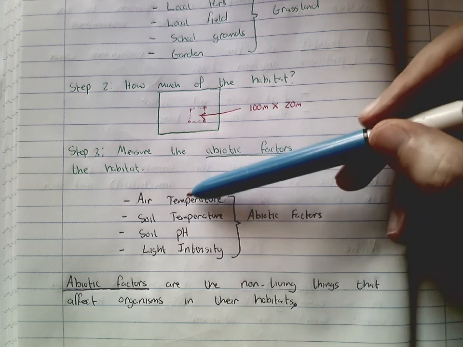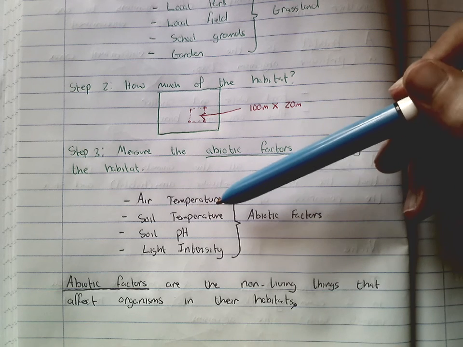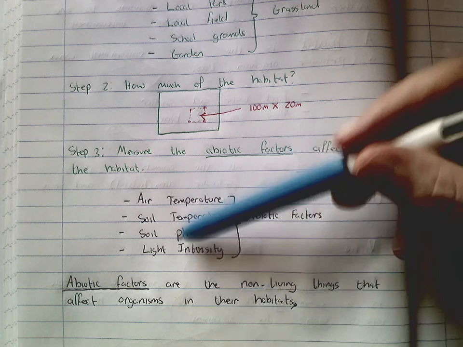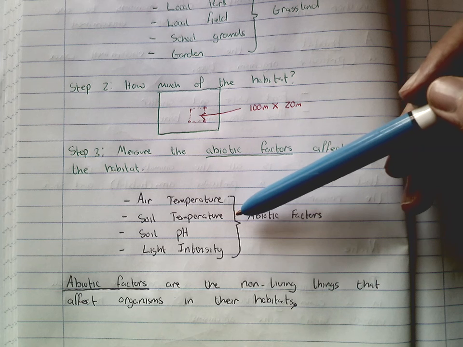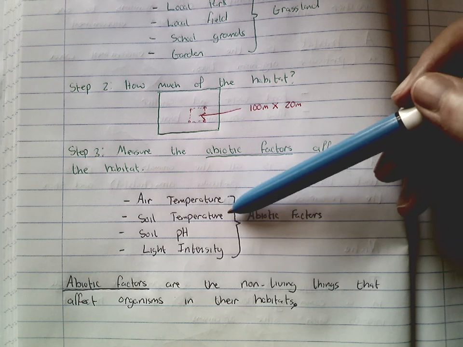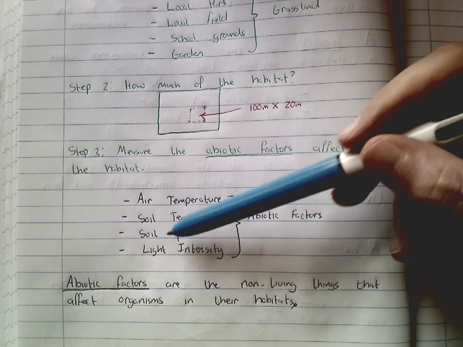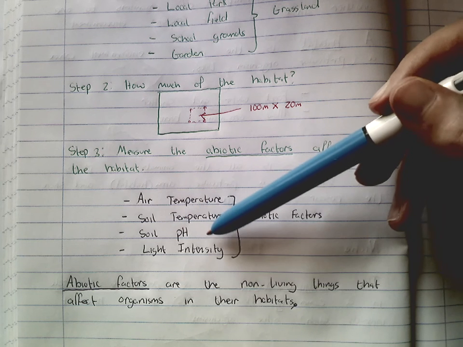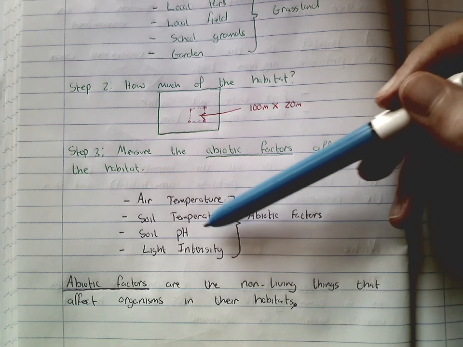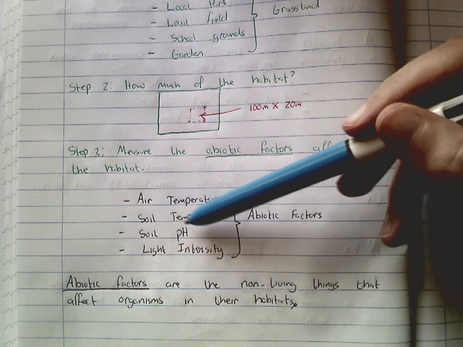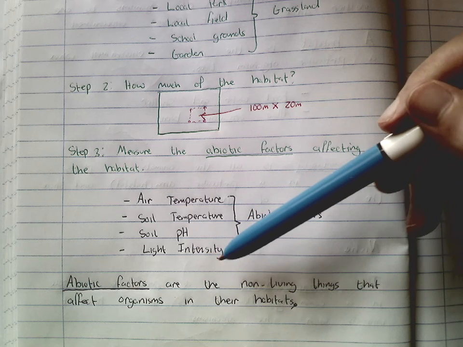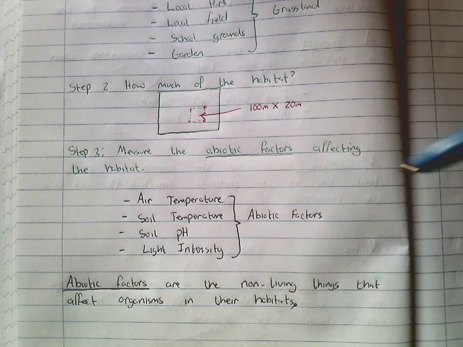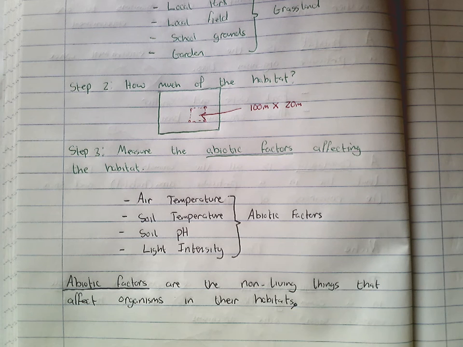For each of these abiotic factors, you're going to have different instruments to measure them. So for example, for air temperature and soil temperature, you might just use a thermometer, and you can place the thermometer in the ground or in the air. For soil pH, you can use litmus paper or strips, or you can even use digital pH meters to test the pH. And then for light intensity, you have light intensity sensors that can pick up how intense the light hitting a particular area is.